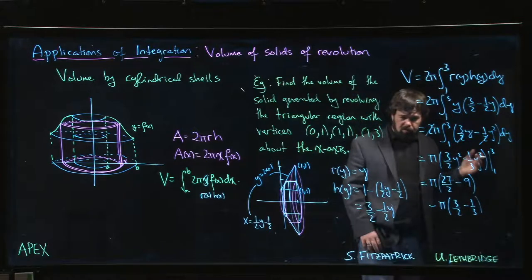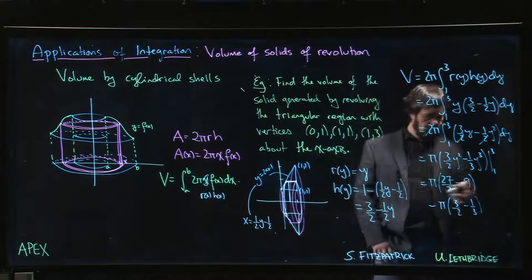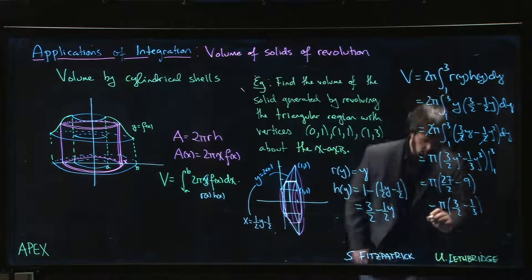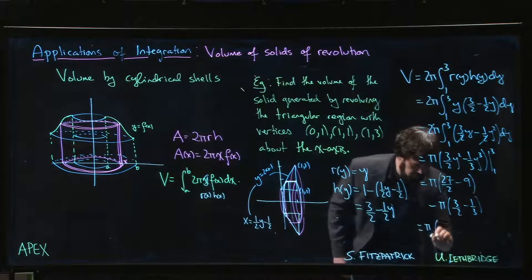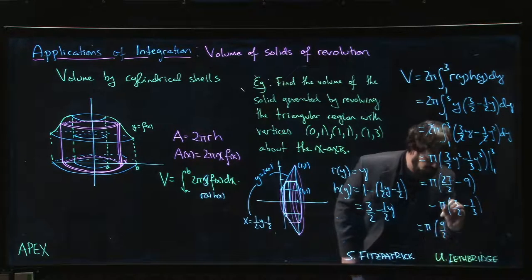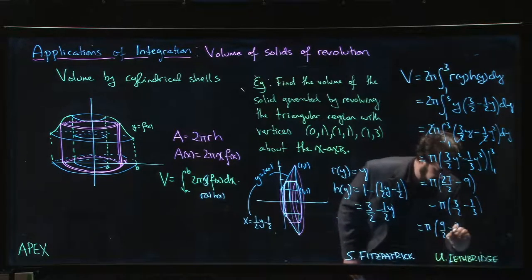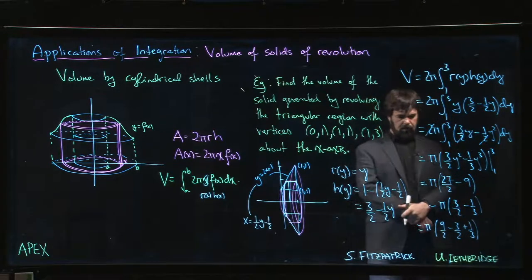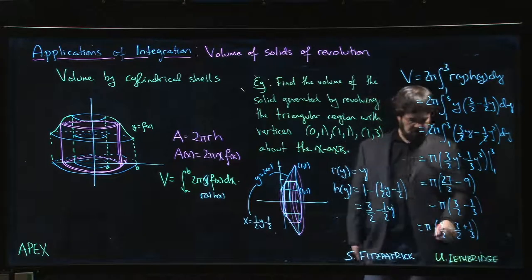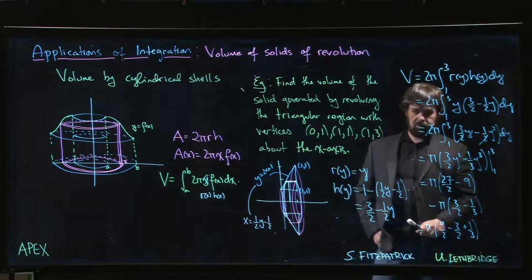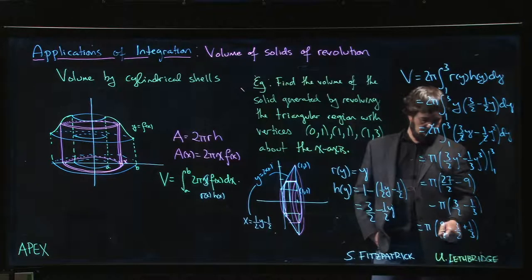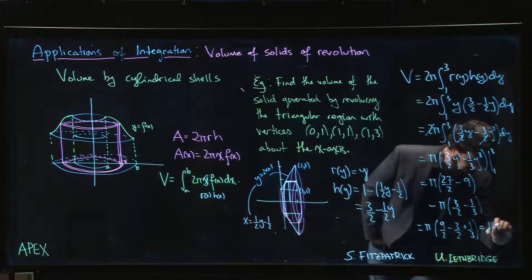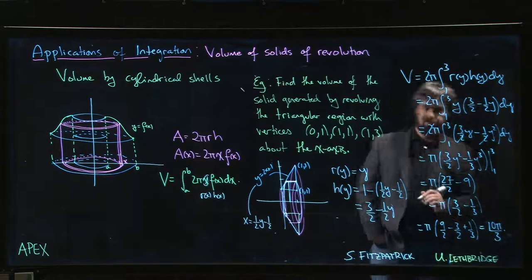Okay, and I suppose we should probably try to clean this up. So this is 27 over 2 minus 18 over 2. So we get pi times 9 over 2 minus 3 over 2 plus 1 over 3. So that is going to be 9 minus 3 is 6 over 2, so 3. 3 and a third times pi gives us 10 pi over 3.